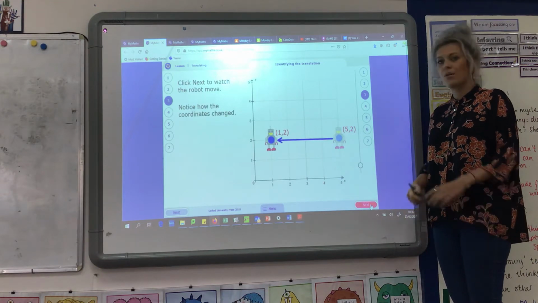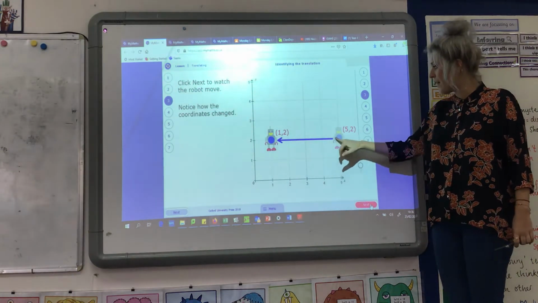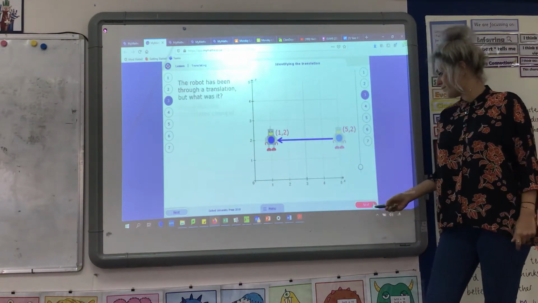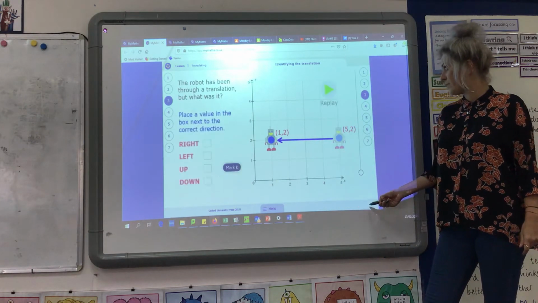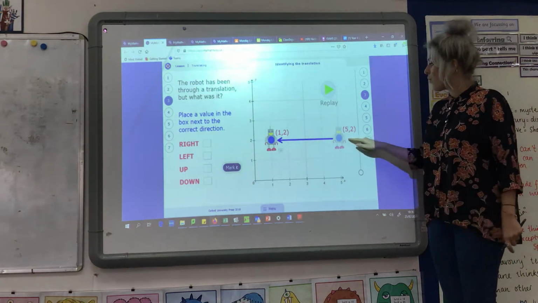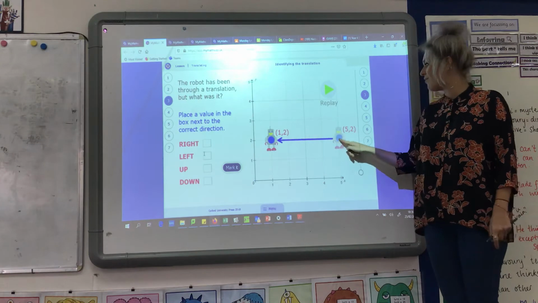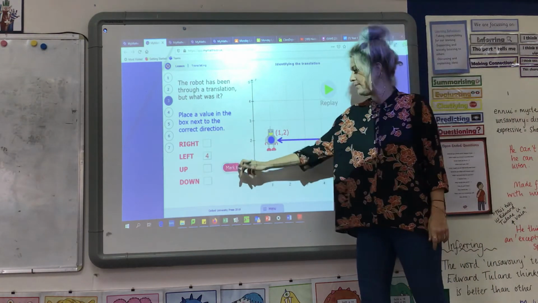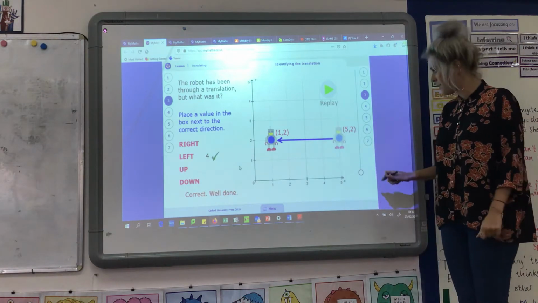Notice how the coordinates have changed. We've gone from 5, 2 to 1, 2. Place a value in the box next to the correct direction. We have moved left and we have moved 1, 2, 3, 4 places. Yes, well done.